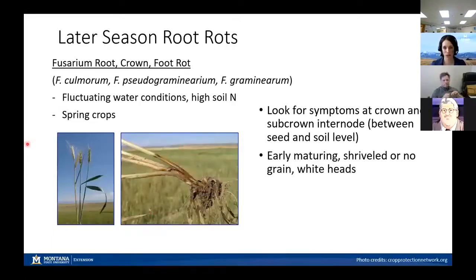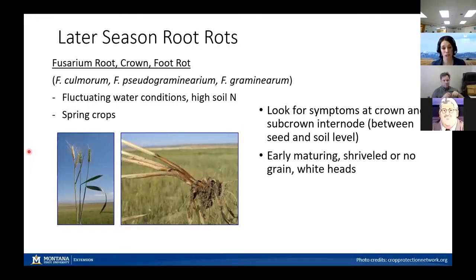Another widespread root rot or crown rot pathogen is Fusarium root, crown, and foot rot. This is actually a disease complex caused by several Fusarium species, the most prominent of which in Montana are Fusarium culmorum, pseudograminearum, and graminearum. What is typically associated with Fusarium root rot is that you observe it more often in spring crops, so much more in spring wheat rather than in winter wheat.